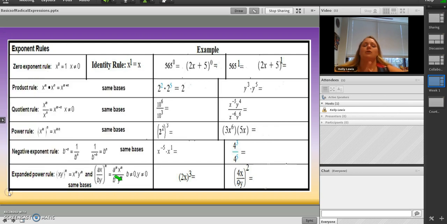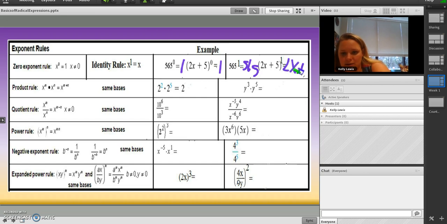All right, the 0 exponent rule means anything to the 0 is 1. So 565 to the 0 is 1. 2x plus 5 in parentheses to the 0 is 1. Anything to the 0, 1. The identity rule is anything to the 1 is that anything. 565 to the 1, 565. 2x plus 5 in parentheses to the 1, 2x plus 5.